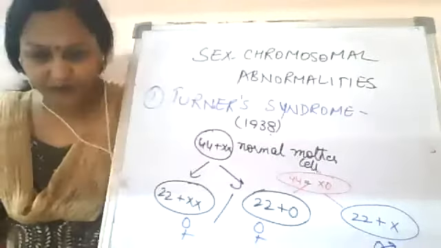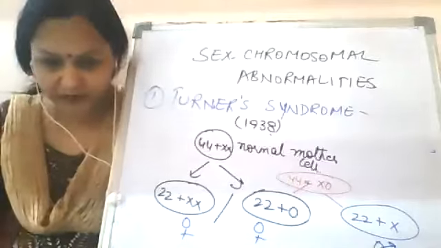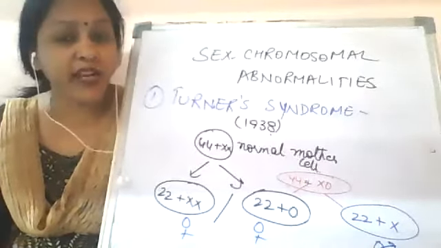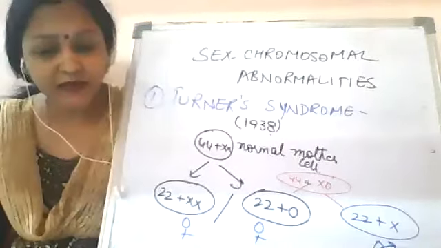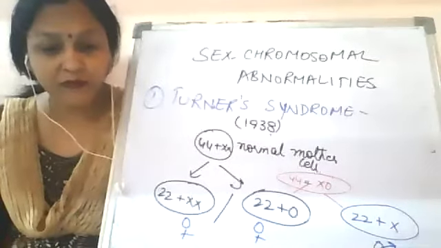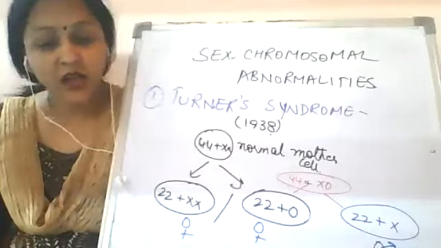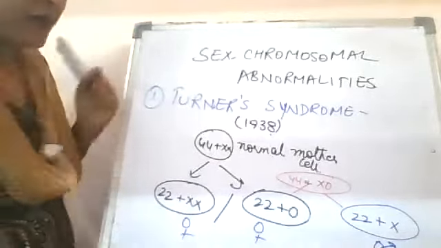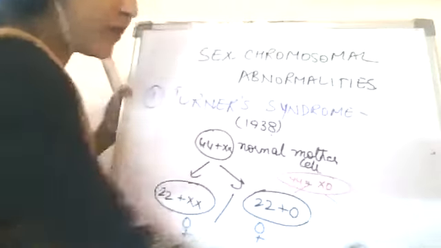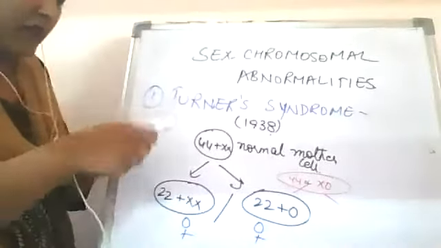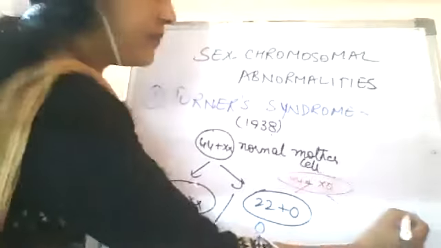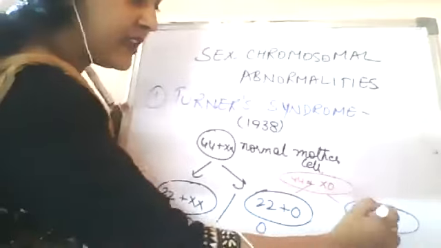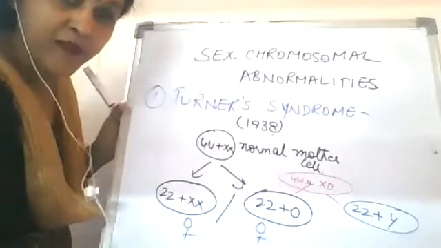Yes. Ma'am, what happens if the male gamete fuses with 22 plus XX? Yes, that's a very nice question. If instead the male gamete, because male gametes can be of two types, is 22 plus Y. Yes, this is what you are asking, Aditya.